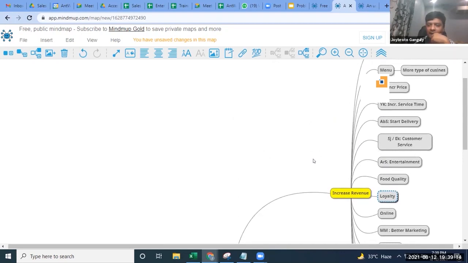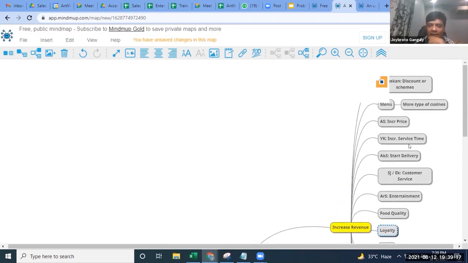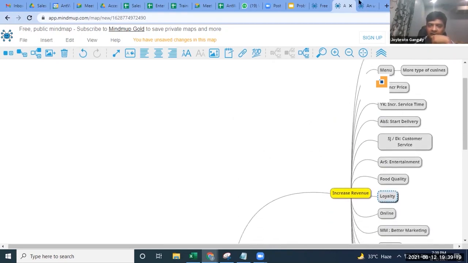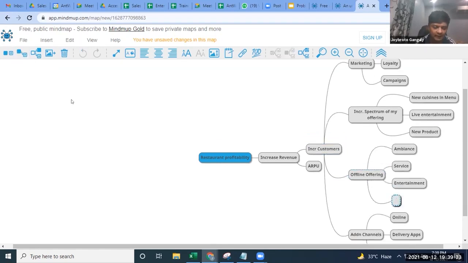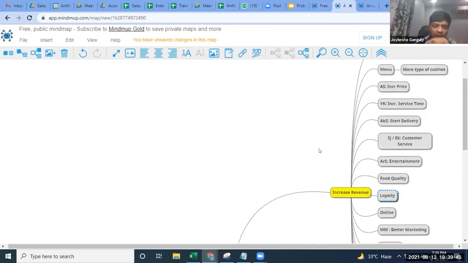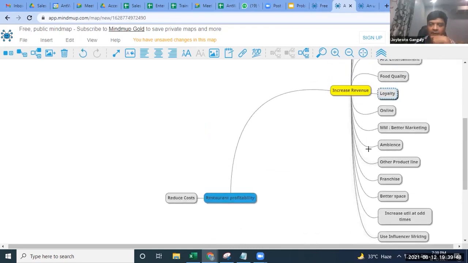What else came for you guys? Let me look. Discount, increase price. I'll come to that. Service time. Yes. Under offline, there is another way of doing it, you increase your availability, right? Apart from additional channels, under offline, you can also make the offline better, make it available longer. So I think I've covered most of the points here.